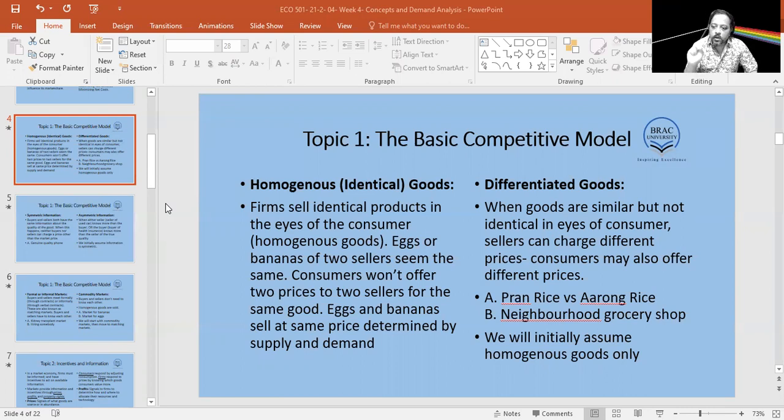Different now, if we relax this assumption, we'll come across what's known as differentiated goods, when goods are similar but not identical in the eyes of the consumer. Let me give you a very simple example. For example, I have a neighborhood shop, Mudid Dokan, in our neighborhood. They sell a particular item.